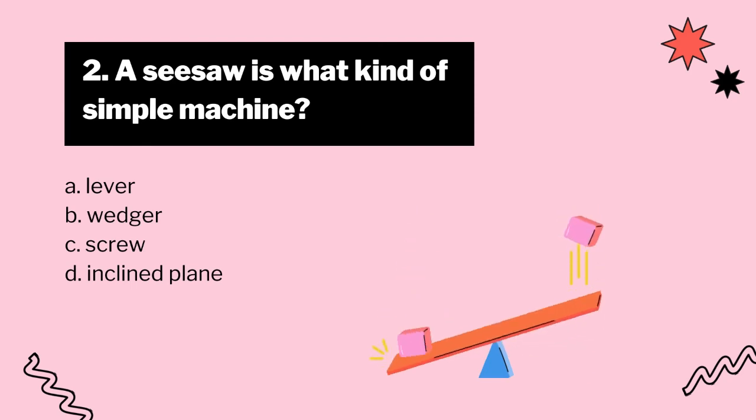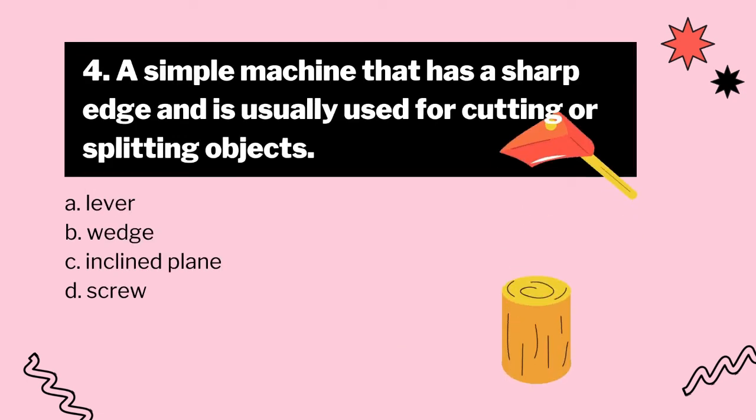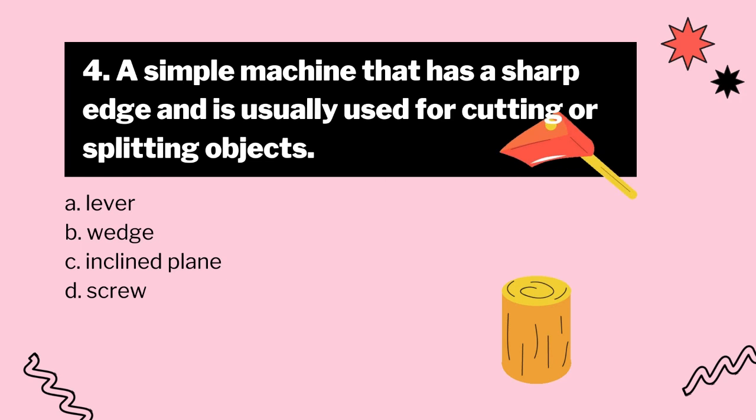Number 2. A seesaw is what kind of simple machine? A. Lever, B. Wedge, C. Screw, D. Inclined plane. Number 3. Which of these is not an example of an inclined plane? A. Ladder, B. Wall, C. Stairs, or D. Skyway. Number 4. A simple machine that has a sharp edge and is usually used for cutting or splitting objects. A. Lever, B. Wedge, C. Inclined plane, or D. Screw.